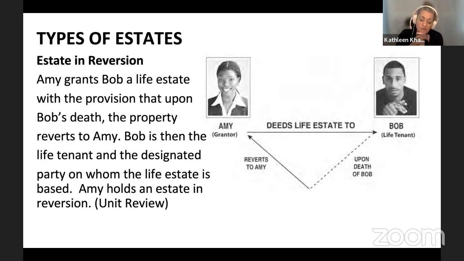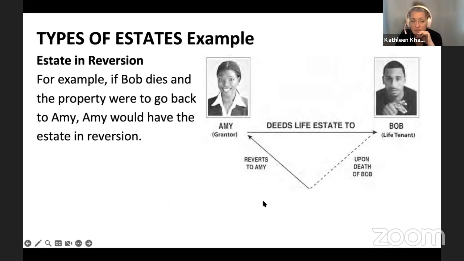What does it mean in reversion? Like old school VHS tapes used to be rewound and taken back to the videotape rental company. I'm definitely telling you how old I am. That is rewinding it, getting it back to where it needs to go. So it's reverted back. It reverts back to Amy. So for example, if Bob dies, the property does go to Amy, and Amy would have that estate in reversion.